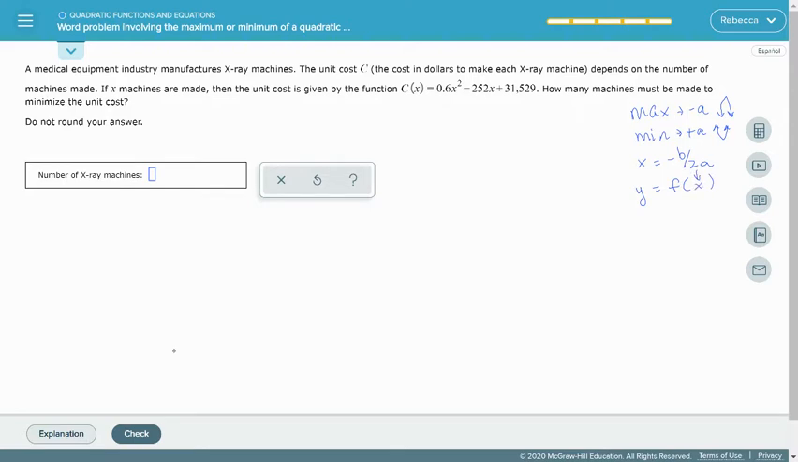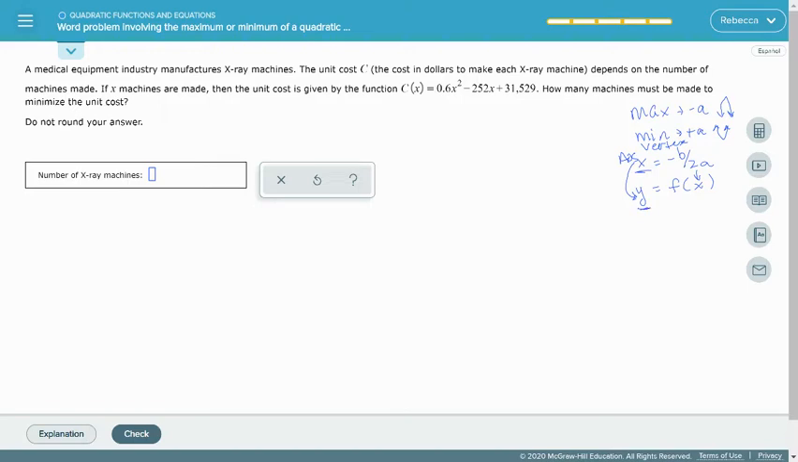So those are the things that we want to be thinking about. And again, these are the vertex. The max and the min are found at the vertex. To find your vertex, you find your axis of symmetry, and then you plug it into the y value. So two answers are possible. We could be answering for x or y, depending on what the question is asking for us.